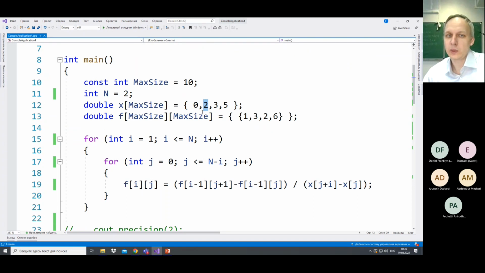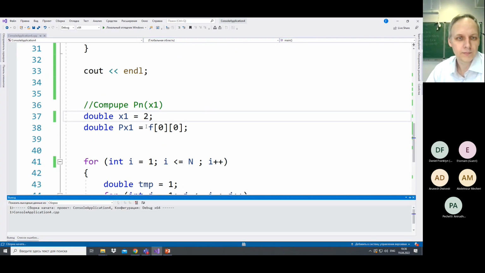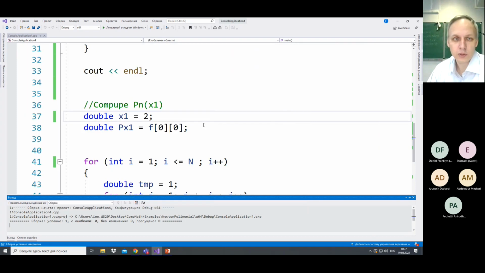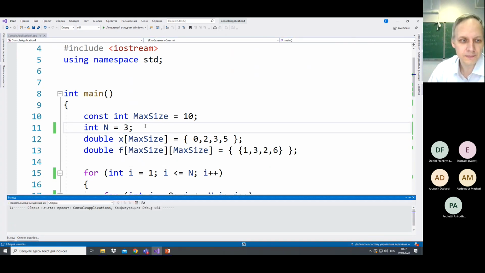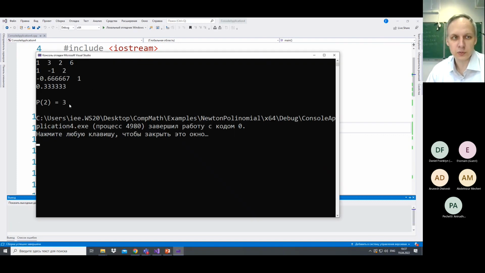What is the value of x1? 2. The value of f1, it must be 3. Let's assign 2. The value of p of 2 equals 3. So our computation is correct. I can change the degree of polynomial to 3, but the value at this point will be the same.